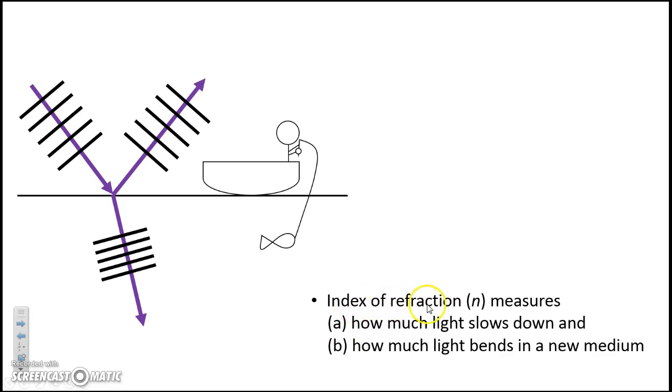The higher the index of refraction, the slower the wave travels, and the more it is bent. So, for example, glass has a pretty high index of refraction. So that means that in glass, light slows down quite a bit. It also means in glass, light bends quite a bit when it comes from air.